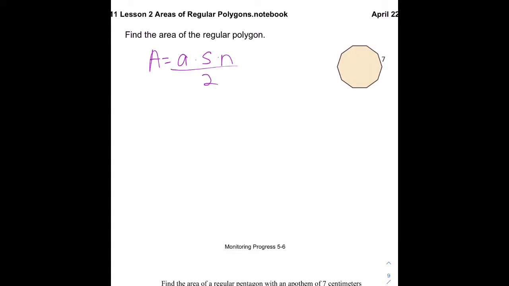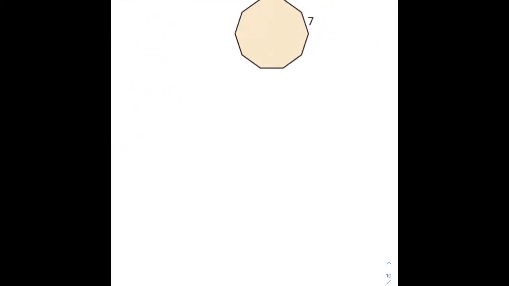And in this problem, the only thing they gave me was the side length and the number of sides. So I'm going to have to find the apothem. So let's fill in what we know. We have to find the apothem. We know that a side length is 7. And if I count the number of sides, I have 1, 2, 3, 4, 5, 6, 7, 8, 9, 10. I have 10 sides. And so our goal, our quest, is that we have to find the apothem.